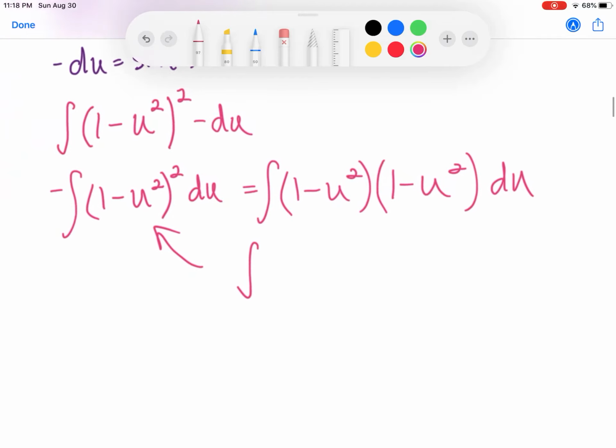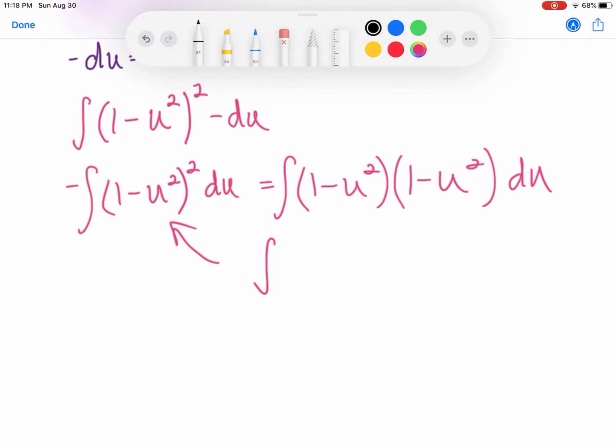All right, so if we FOIL this out, what did I do? I dropped the negative. Where did I drop the negative? It was supposed to be in the beginning of this integral. Let me go ahead and write it. Copy it down here. Now we're okay. If I FOIL this out, we're going to get 1 minus 2u squared plus u to the 4th du.